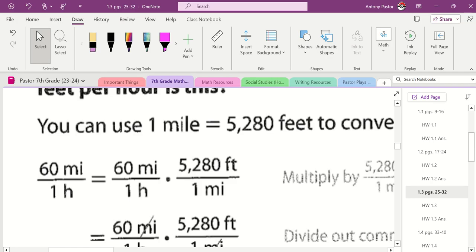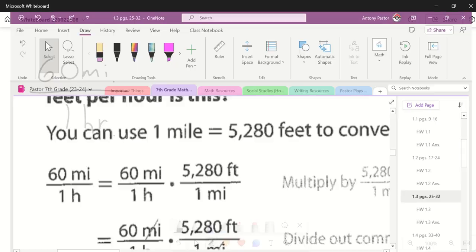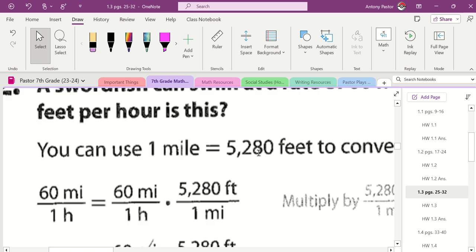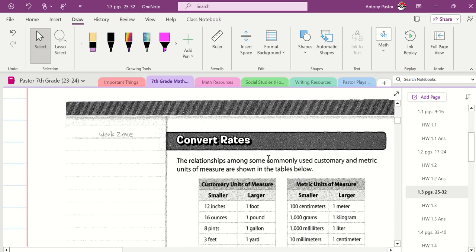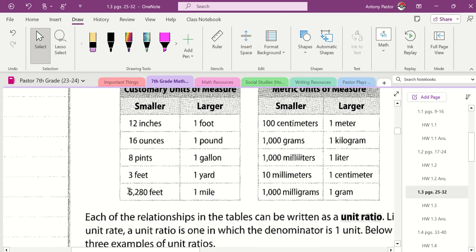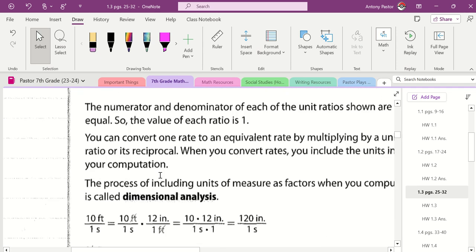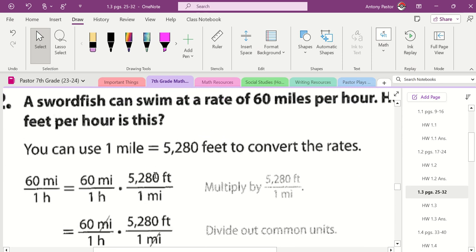So again, a swordfish can travel 60 miles in an hour. And notice that I put MI for miles instead of M because M stands for meters, so I want to make sure I'm putting the correct measurement. Again, we would look at our table for the causal relationship. 1 mile equals 5,280 feet, and I believe that's what they were asking us, how many feet per hour this is.